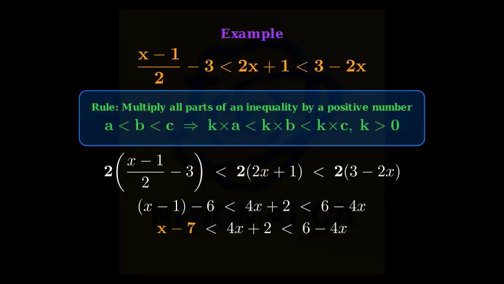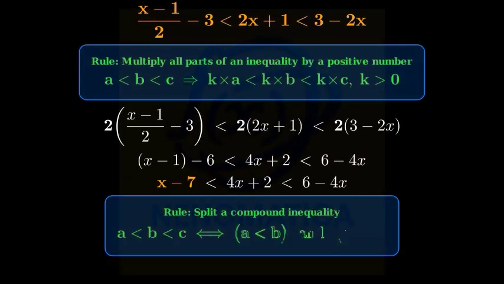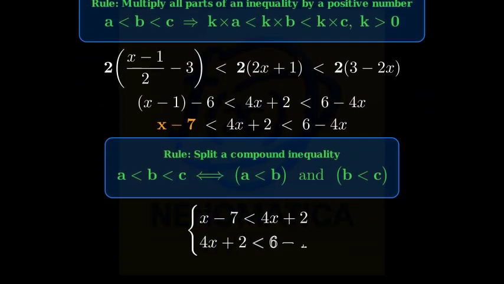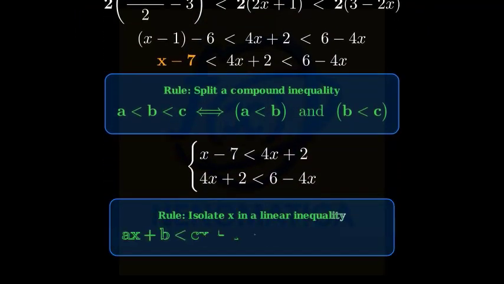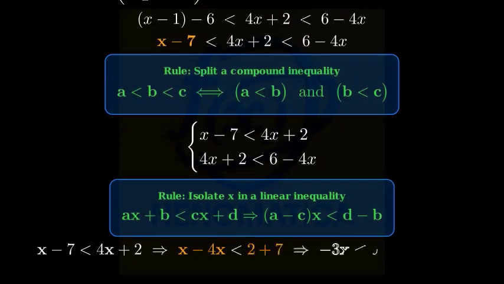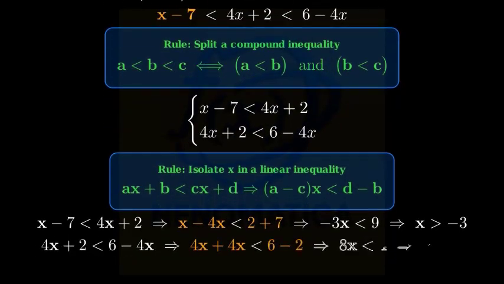Step 2. Split the compound inequality into 2 inequalities connected by and. Step 3. Solve each inequality by isolating x. First inequality. Second inequality. Step 4. Combine the 2 results to write the solution interval, then visualize it on a number line.